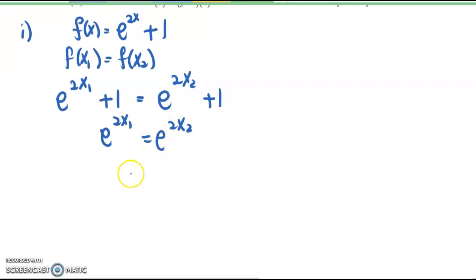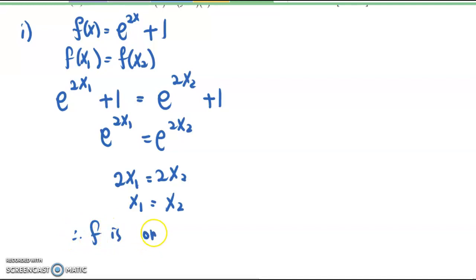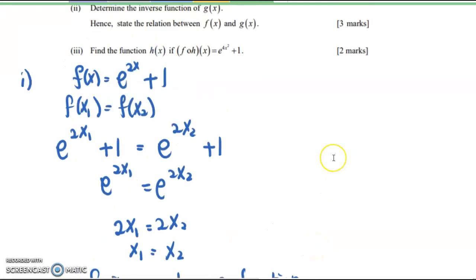Maksudnya kita compare, dia sama. So 2x1 equals 2x2. So x1 equals x2. So f is a one-to-one function. Pastikan buat conclusion. Jangan tulis shown sahaja. Okay, done for part 1.